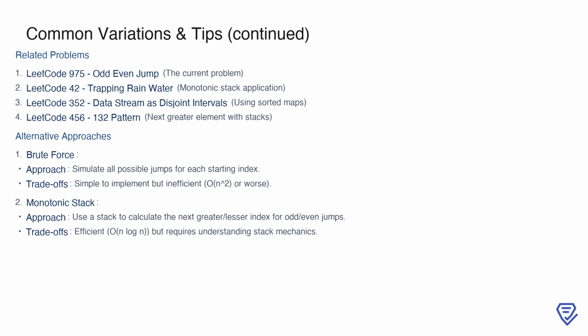Additionally, while the brute force approach to odd-even jump is simple to implement, it's highly inefficient, often resulting in O(n squared) or worse. A more practical alternative is using a monotonic stack to efficiently calculate the next greater or lesser index for odd and even jumps. This reduces the time complexity to O(n log n), while providing a solid foundation for understanding stack-based algorithms.